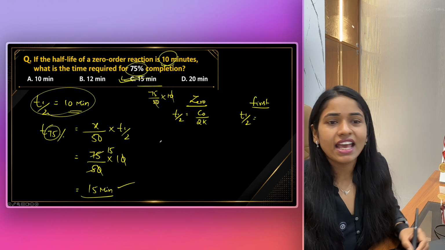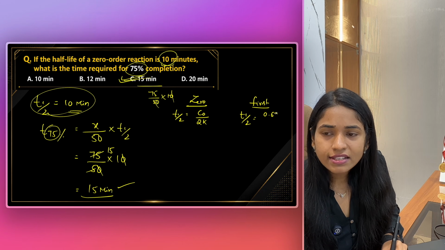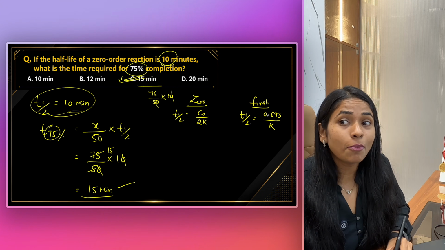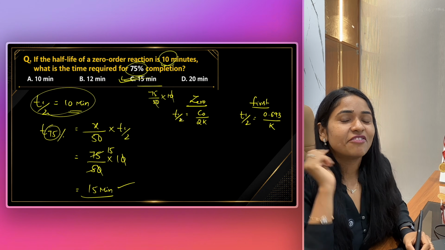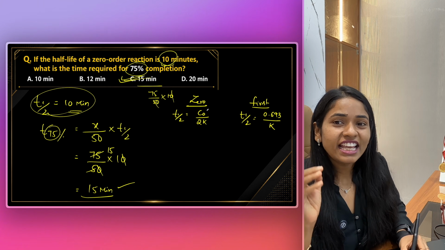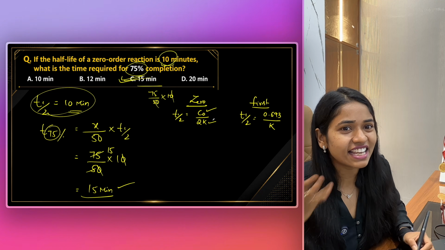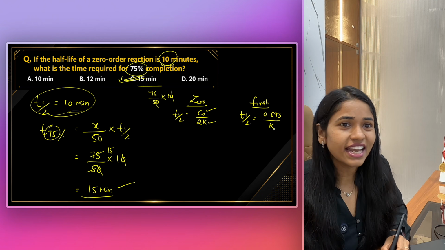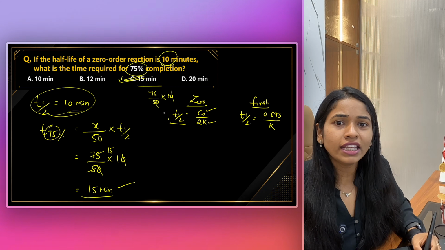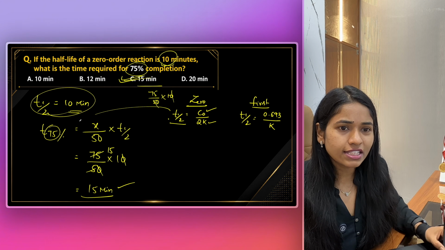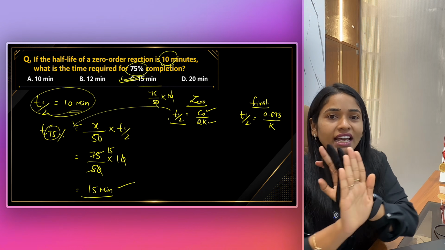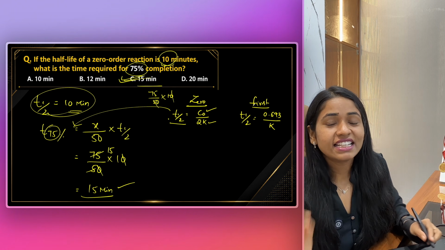0.693 by K is the formula. What is the formula for a first order? T half is equal to 0.693 by K. For a zero order, T half is equal to C naught by 2K. This is the initial concentration, this is K. For a first order there is no initial concentration, directly substitute K and find the T half. That T half you put in this formula for this question. For first order I discussed in the previous video. Till now no confusion, right?